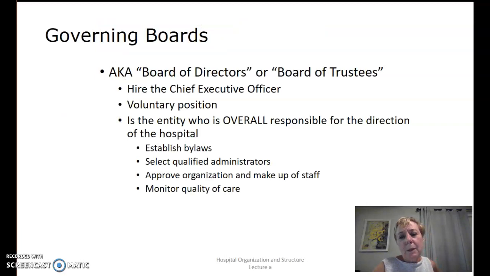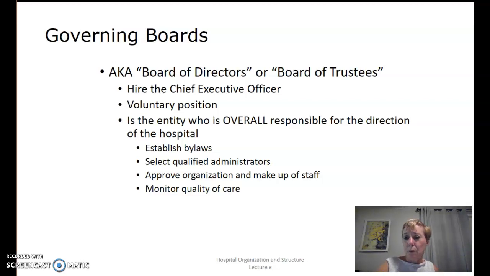But the governing board, I'm going to go back to that. The role of the governing board, their job, they hire that chief executive officer who runs that hospital. And that chief executive officer, they report to the governing board. When you are on a board at a hospital, it is a voluntary, unpaid position. So they are not paid. And it's a lot of work to be on a board, and it's a lot of responsibility. The governing board is the entity who is overall responsible for the direction of the hospital.